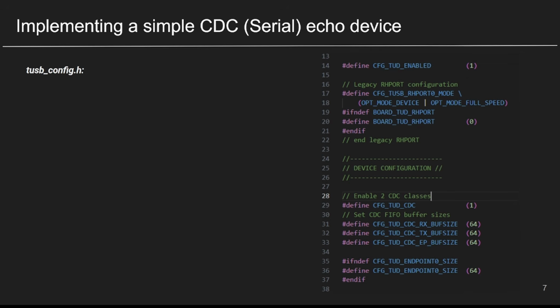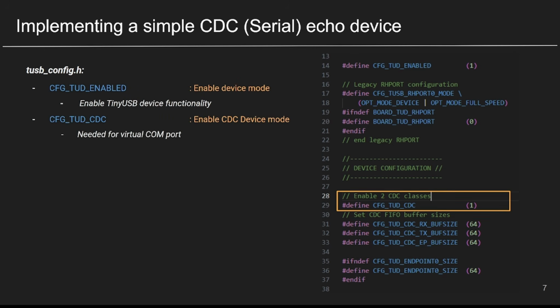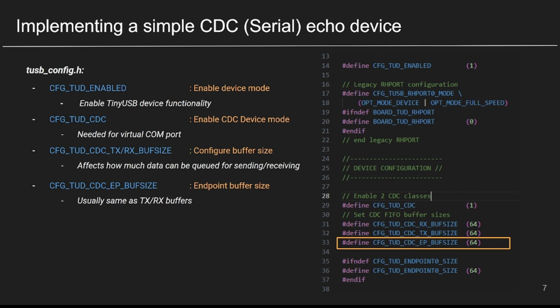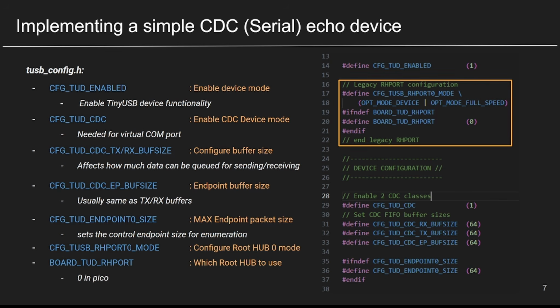First up, our TinyUSB configuration header file. We need to enable the device mode using the CFG_TUD_ENABLED flag, enable the CDC device mode using the CFG_TUD_CDC flag, and configure our buffer sizes. We also need to define the CDC endpoint buffer size that is the same as the TX and RX buffer values. We also need to set the maximum packet size for the endpoint. Then we need to define the root hub mode and which root hub port to use. In our case, for Raspberry Pi Pico it is 0.